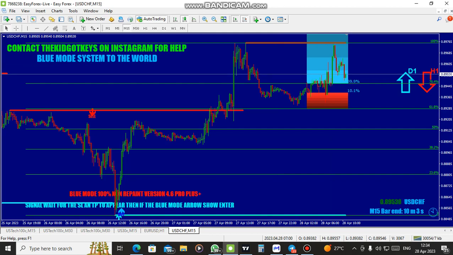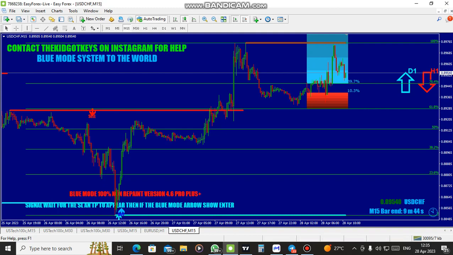So I just want to show you guys how to use the Blue Moon system 4.6 Pro Plus. Guys, it's easy to use the system. This system, guys, is based on price action, it's based on ICT, and it's based on smart money, guys. So this system also trades support and resistance and breakouts and pullbacks.